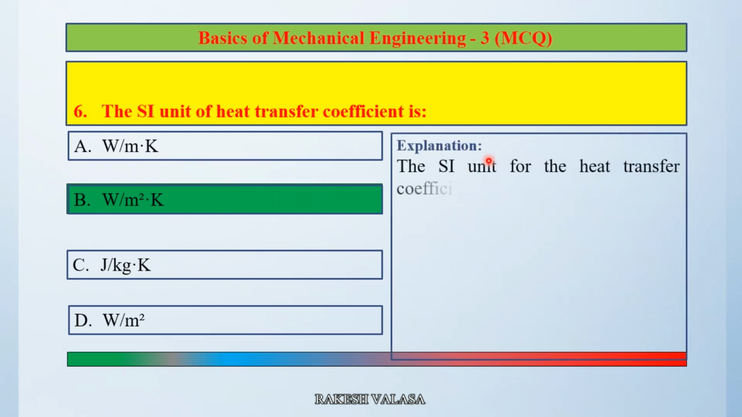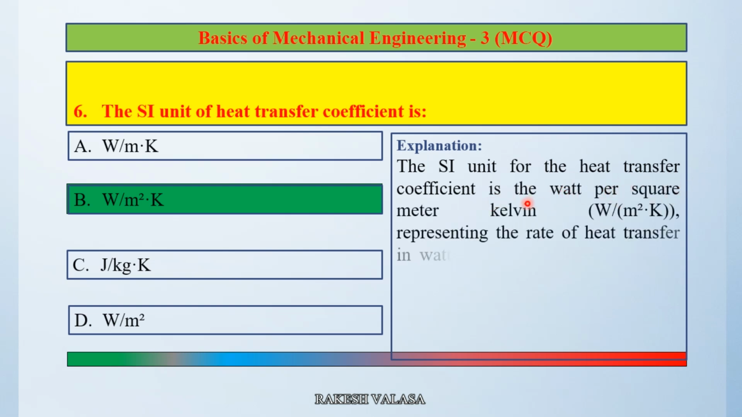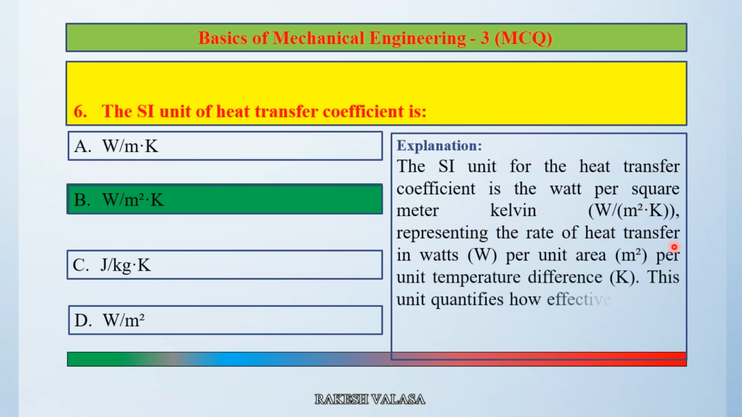The SI unit for the heat transfer coefficient is the watt per meter square Kelvin, representing the rate of heat transfer in watts per unit area, meter square, per temperature difference, Kelvin. This quantifies how effectively heat is transferred between a fluid and a solid surface. So the correct answer is option B, watt per meter square Kelvin.